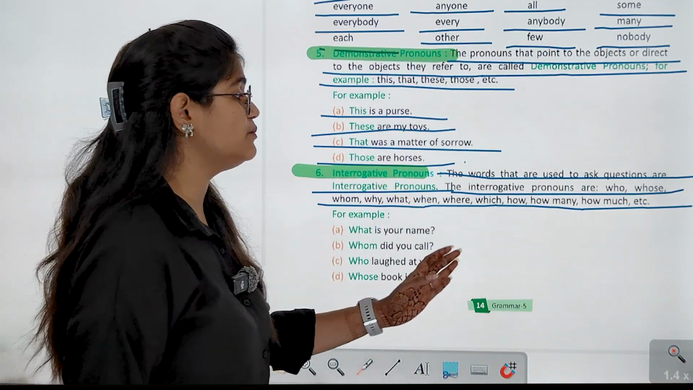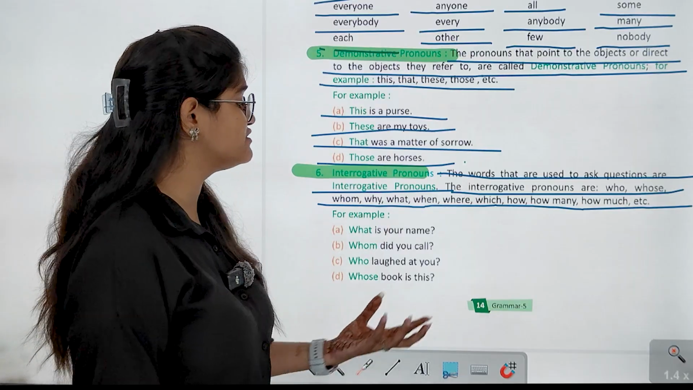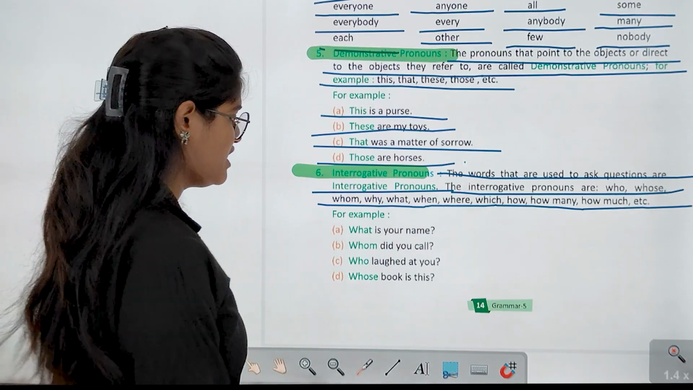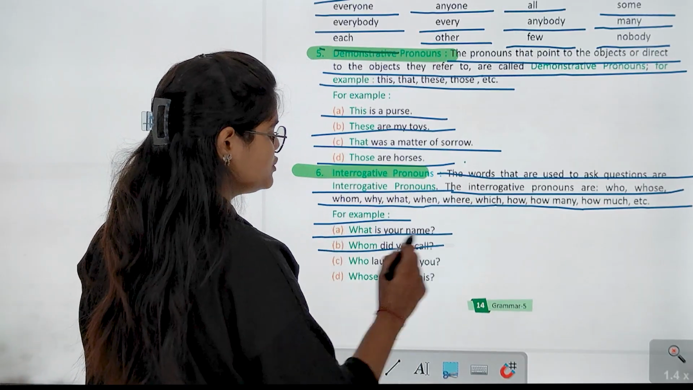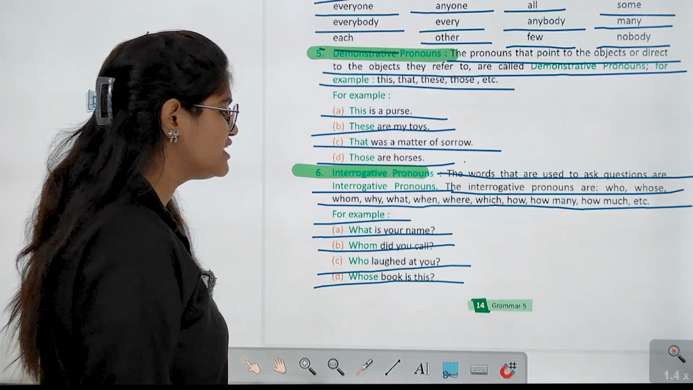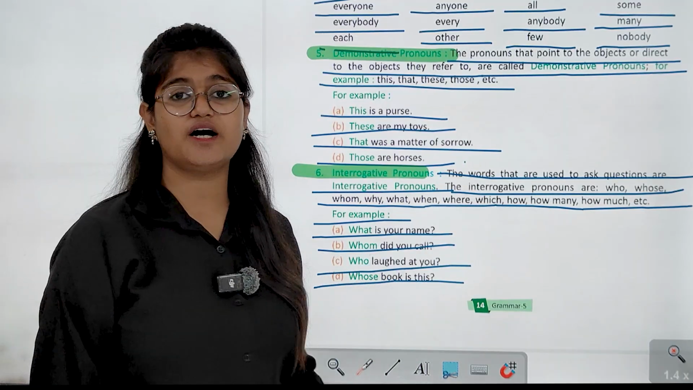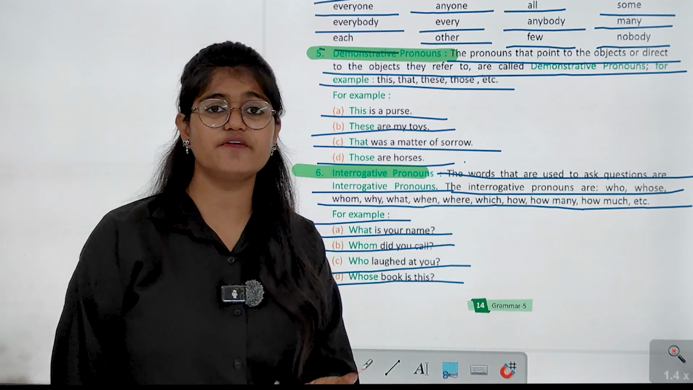तो ये जितने भी question words हैं, question pronouns हैं, interrogative pronouns हैं, all these are used for framing the questions. For example, what is your name? Whom did you call? Who laughed at you? Whose book is this? Right? So all these are the interrogative pronouns and we have framed questions by using these interrogative pronouns.